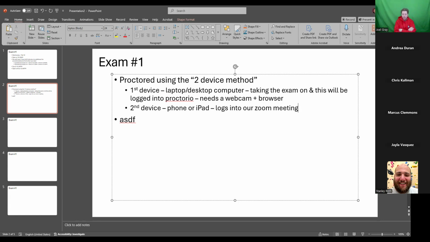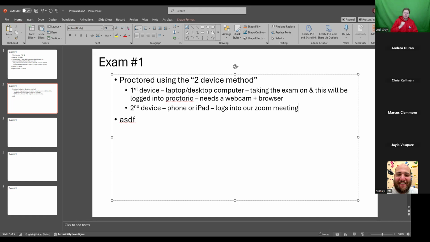Proctorio will basically track what your computer is doing. It's the lockdown browser. It will also record any keystrokes that you have, and it will also keep the camera on you.